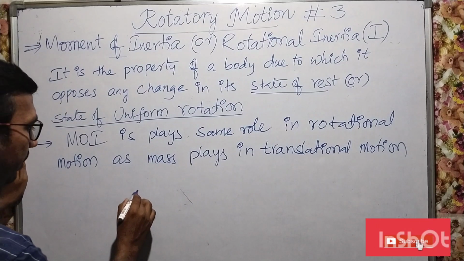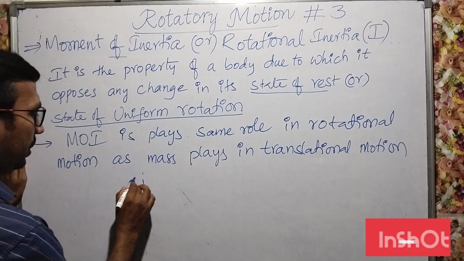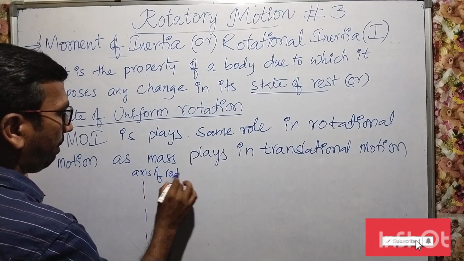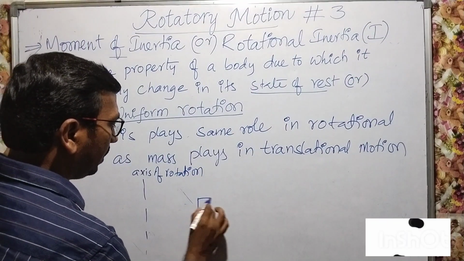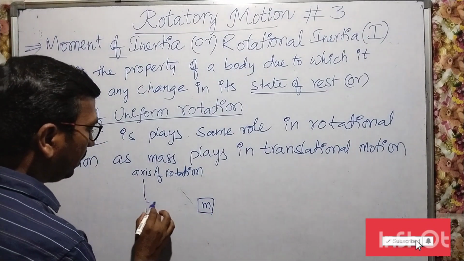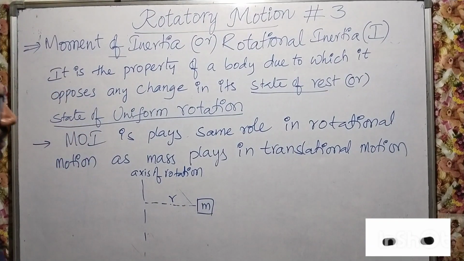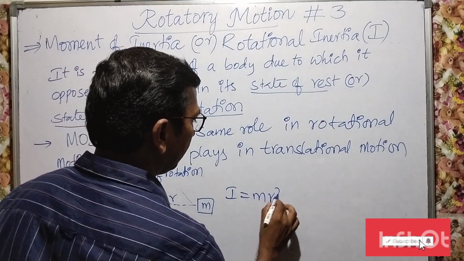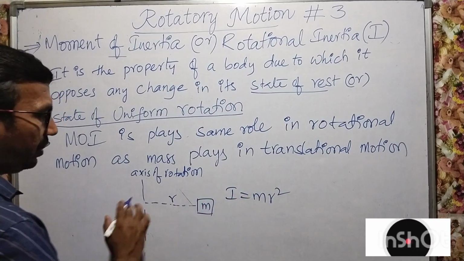Take a particle of mass m. This is the axis of rotation, and the distance from the axis of rotation to the mass m is r. So what is the moment of inertia here? I is equal to mr square. Here r is always perpendicular to the axis of rotation.